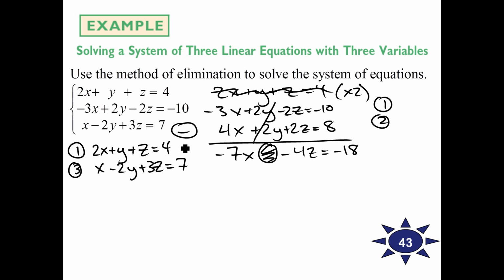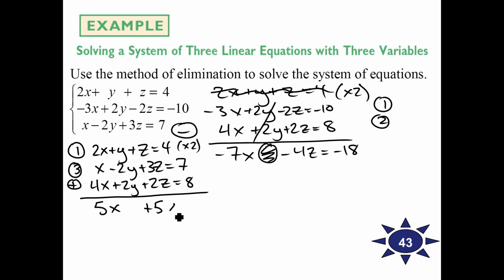It's gone. So we need to make sure y cancels out over here also. So let's take equation 1 and times it by 2 so that we'll have the same amount of y coefficients. Plus 2y plus 2z equals 8. So we'll need to add straight down. So we'll have 5x plus 5z equals 15. All right, now we're getting somewhere. We've gotten rid of y.